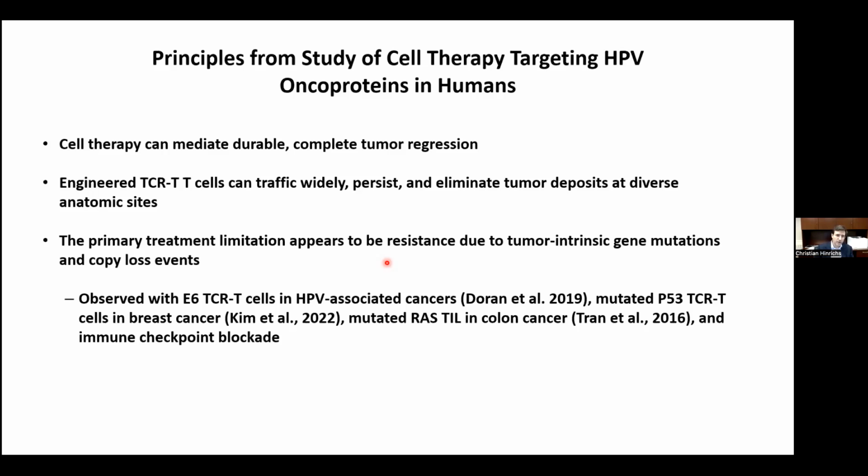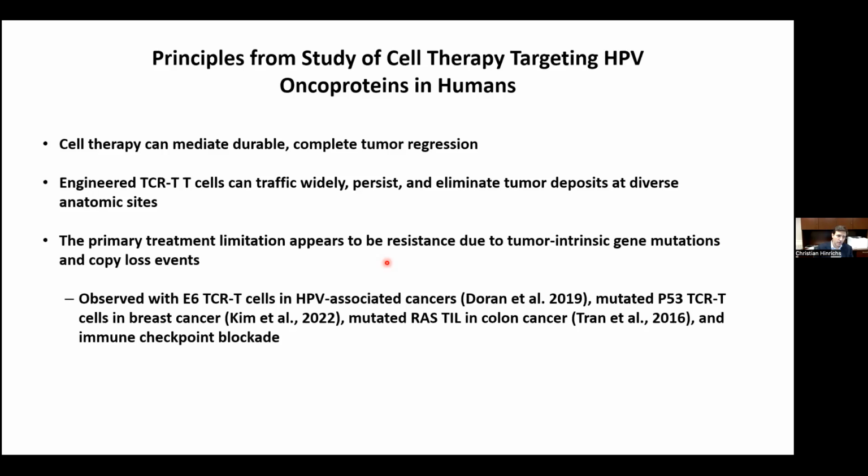So a lot of effort has been devoted towards solving problems related to trafficking, persistence, and the tumor microenvironment. But these T cells are able to eliminate tumors located all over the body. The primary limitation appears to be resistance due to tumor intrinsic gene mutations and copy loss events.